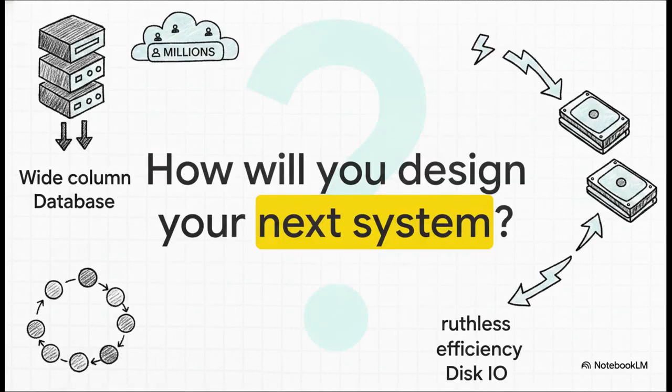A wide column database is a highly specialized, incredibly potent tool. It stores data as a sparse, sorted map, organizes it across a masterless ring, and handles disk I/O with absolute ruthless efficiency. If you're preparing to handle millions of writes per second, or architecting a platform for hundreds of millions of users, the traditional rules of databases just no longer apply. So, taking all of this into account, how will you design your next massive system?